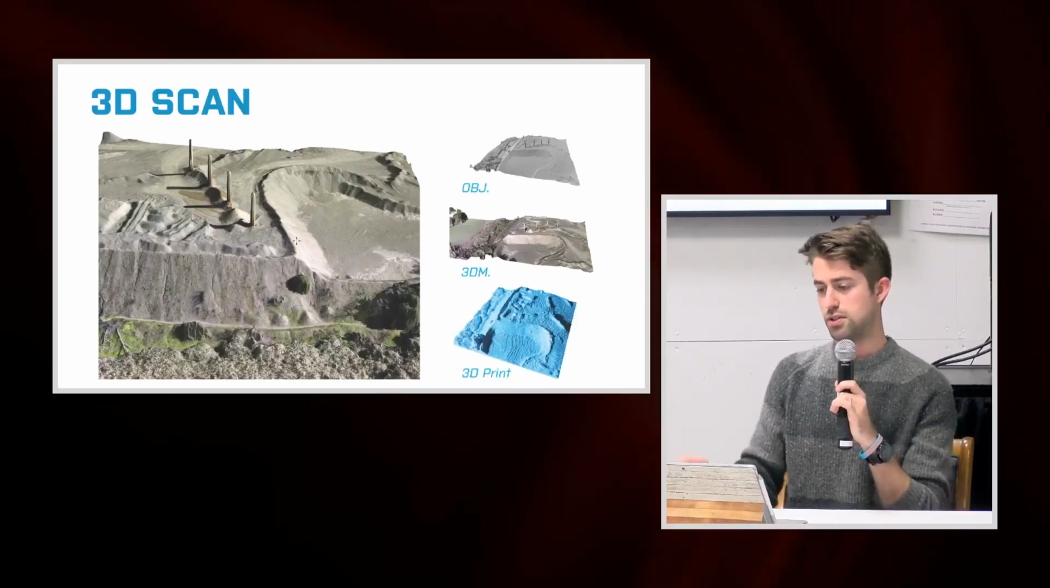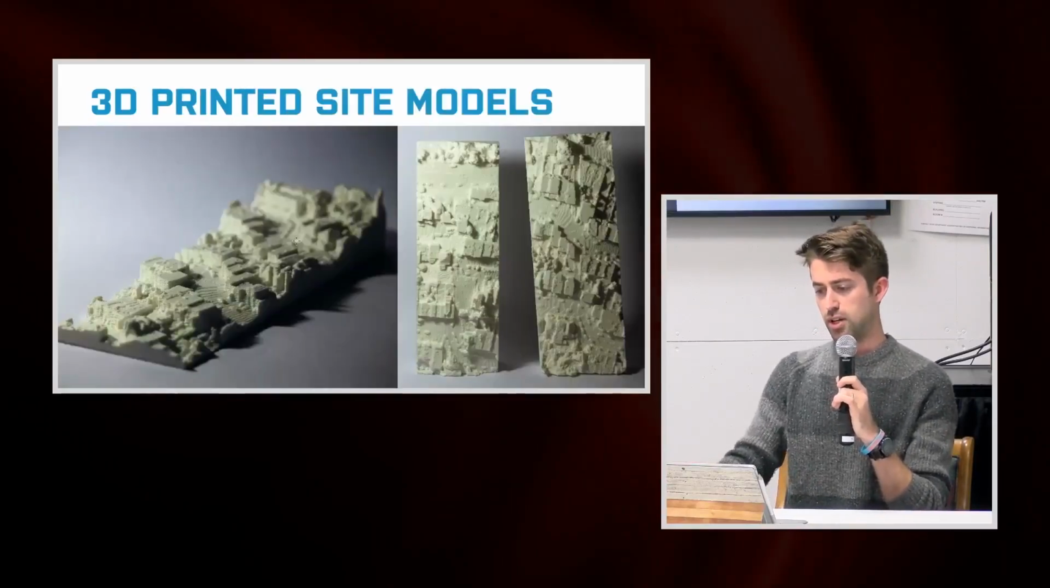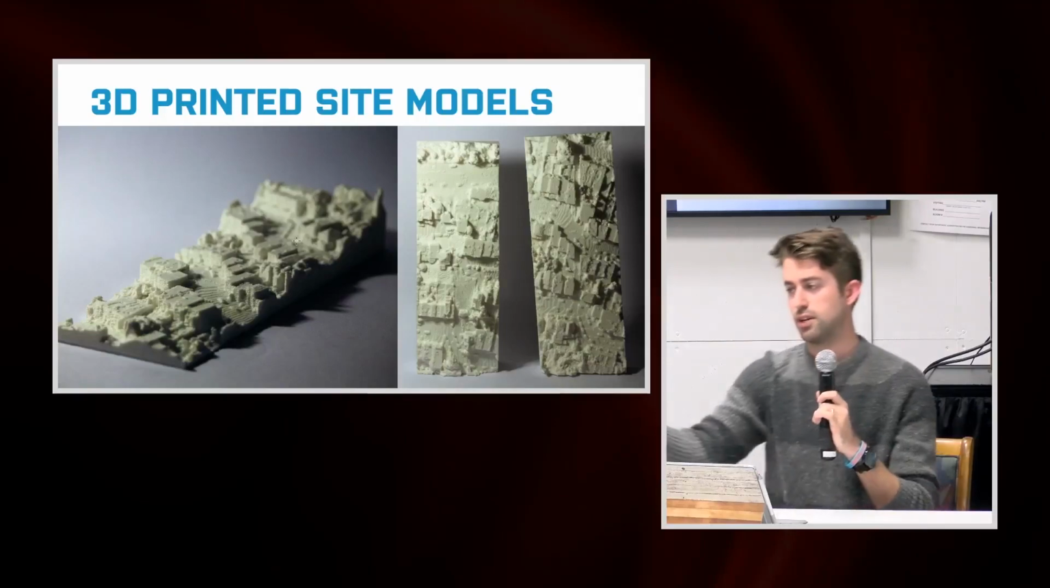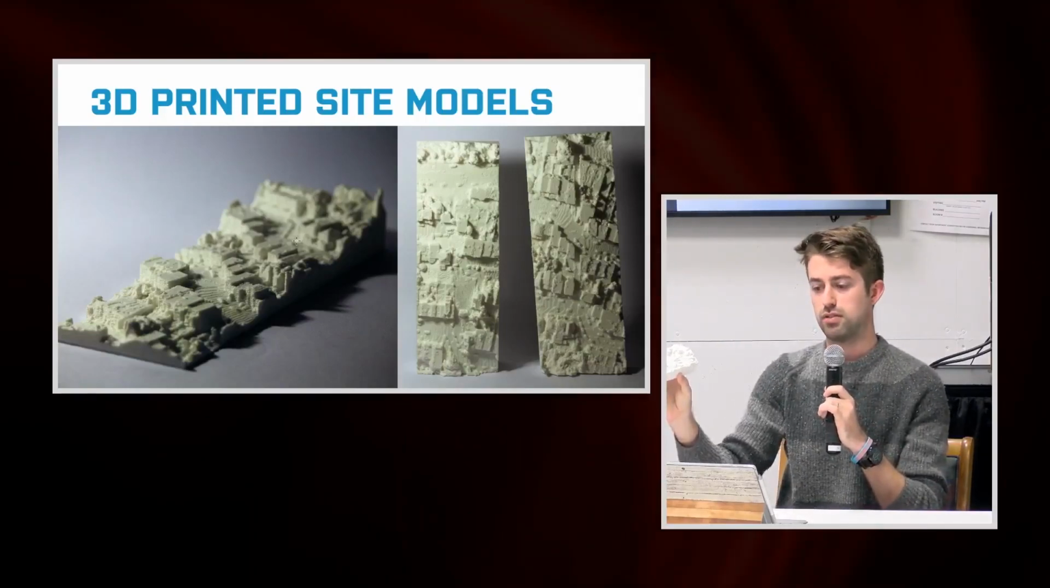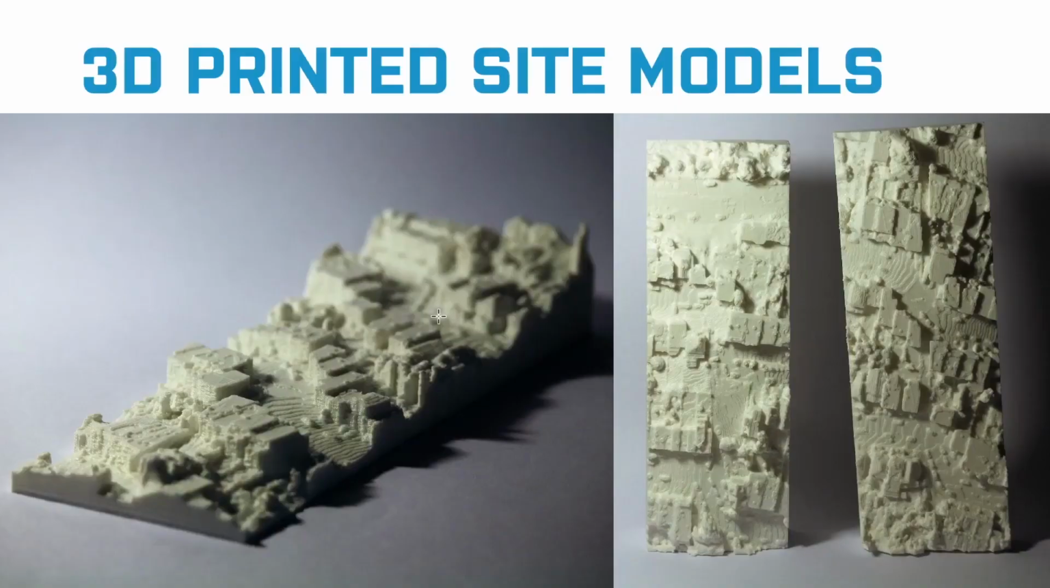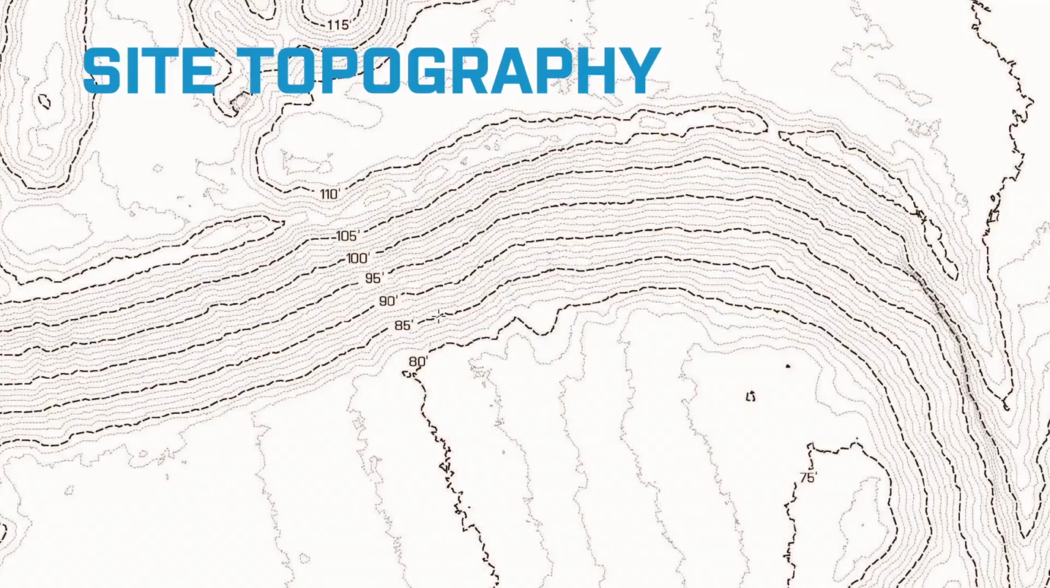And what you can do with this drone is you can even 3D print the site. So here's an example of a 3D print of a site that was drone scanned, and you can print these out to scale, and it's a great way to study the site. This is just one example of how to use it, and you can even walk around through them in 3D software, and it's really cool.